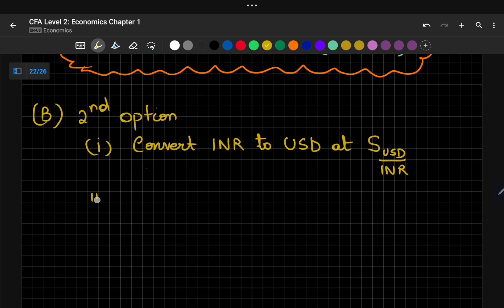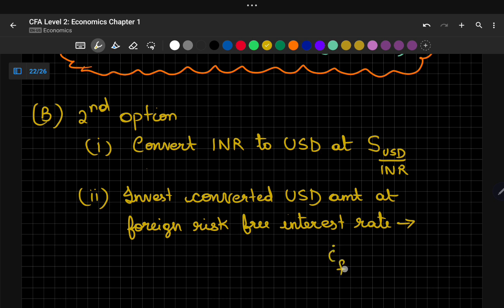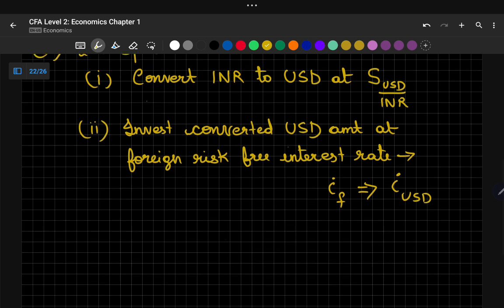Then after converting and getting USD, the investor would invest the converted USD amount at the foreign risk-free interest rate, which would be denoted by the USD interest rate. So what the investor is doing is, he would first convert INR to USD and then invest this USD at the US risk-free interest rate.